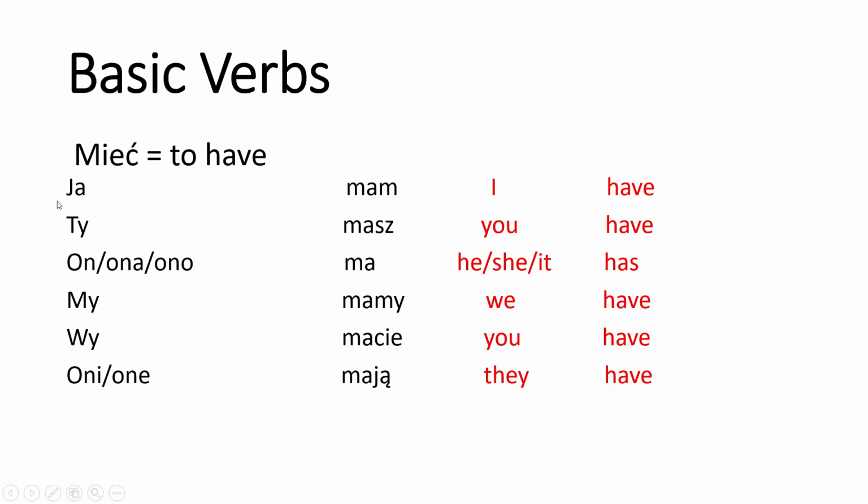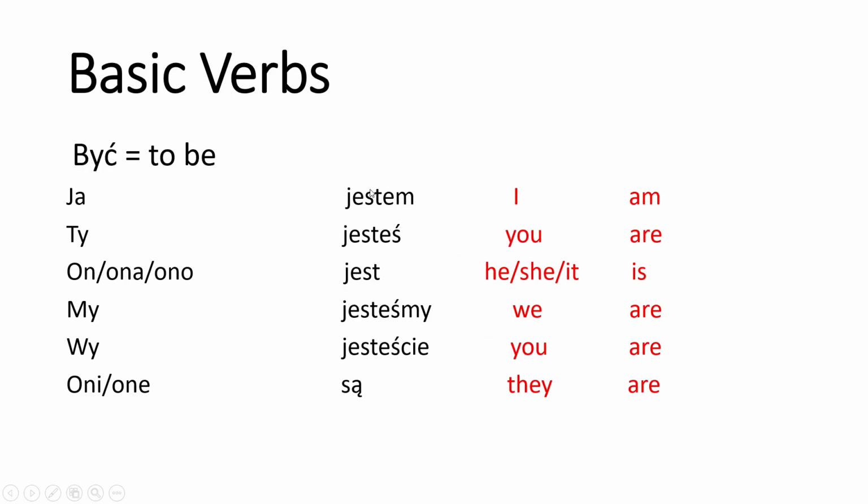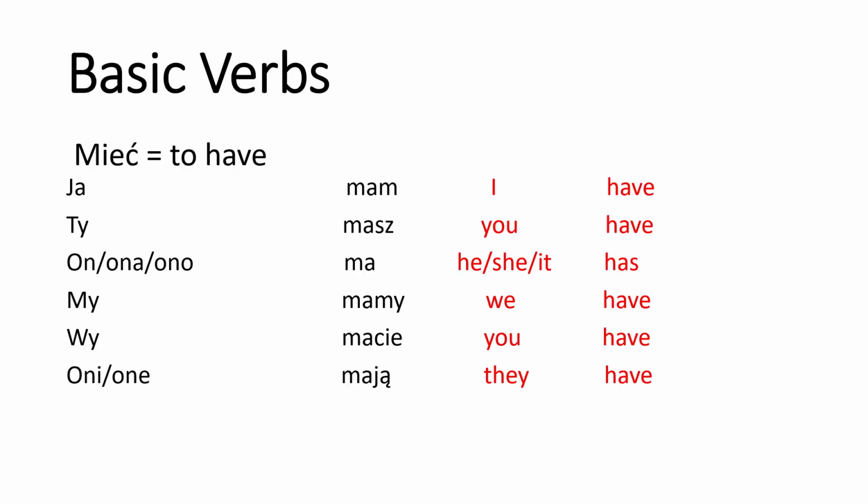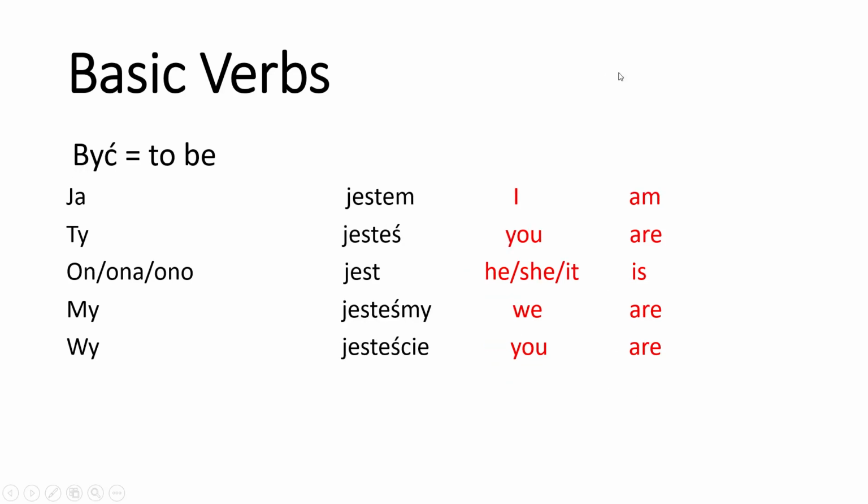So, yeah, mam. And if you notice, you have M almost all the time when you're saying the first person. Not always, but in some verbs it's M, okay? So, ja mam, ty masz, on, ona, ono, ma. You remove everything, the same as here.